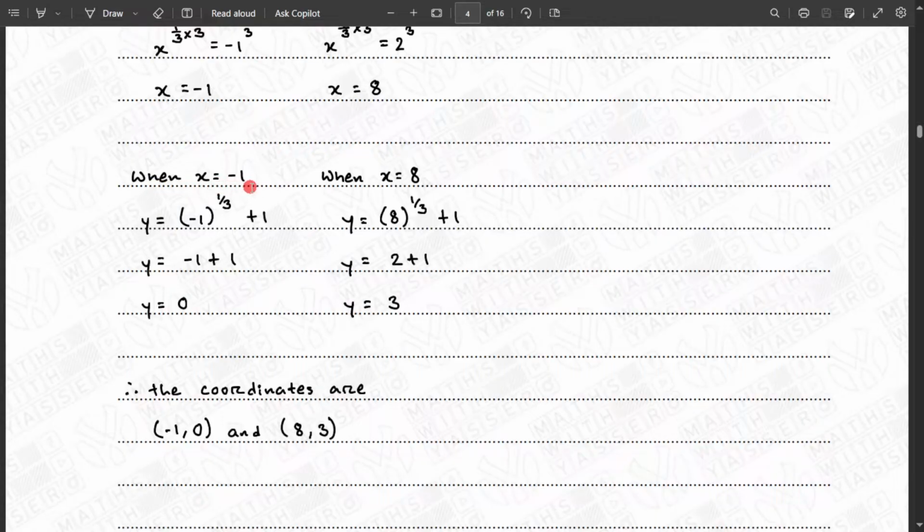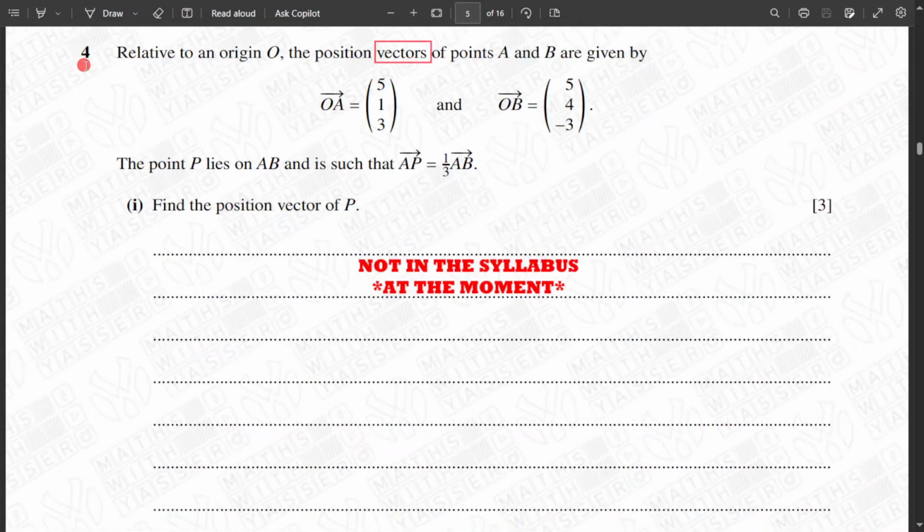When x equals -1, we need to find the coordinates. So we need to substitute this value into one of the equations. So y will be (-1) to the power 1/3 plus 1, which gives us y equals 0. And y equals 8 to the power 1/3 plus 1, which gives us y equals 3. So the coordinates are (-1, 0) and (8, 3).